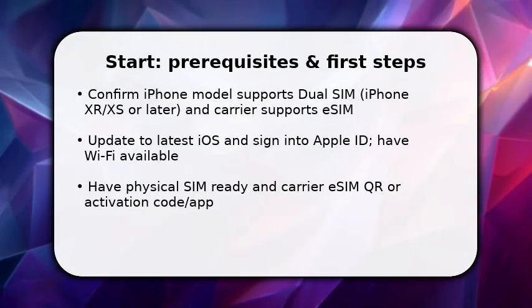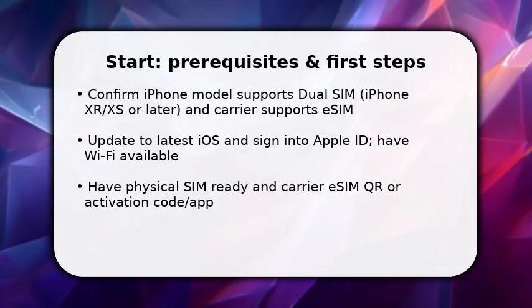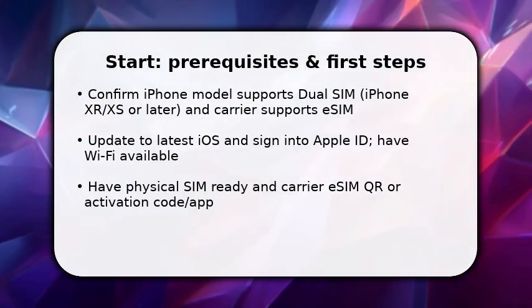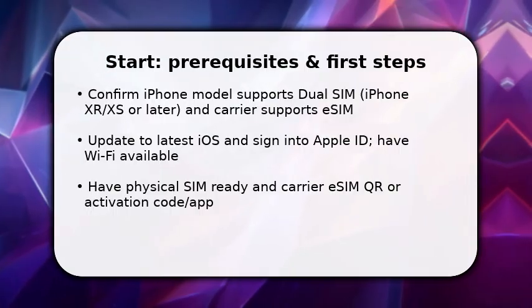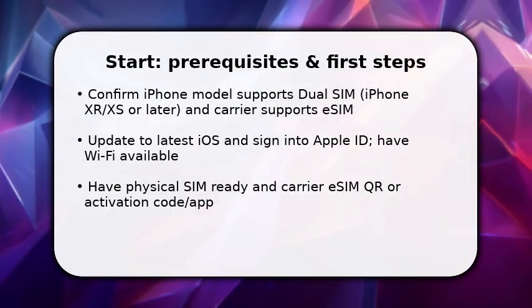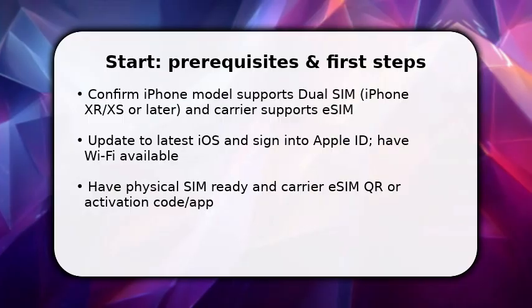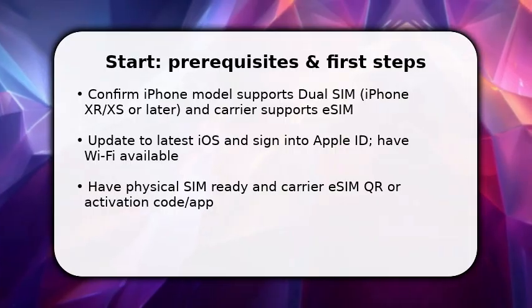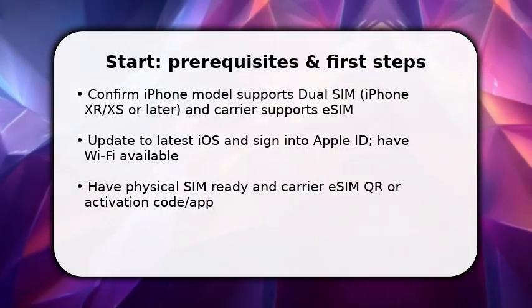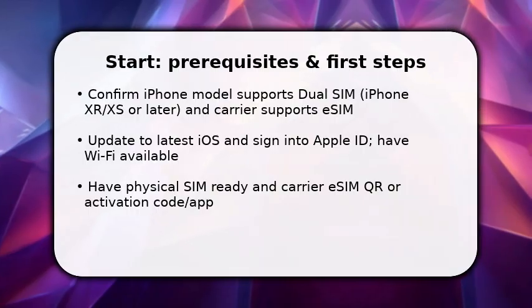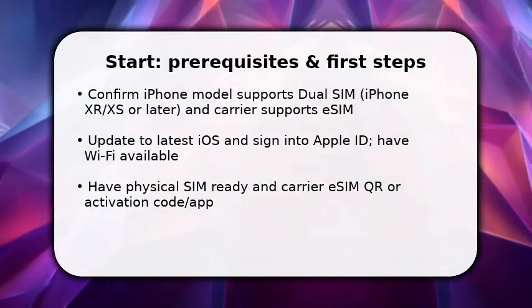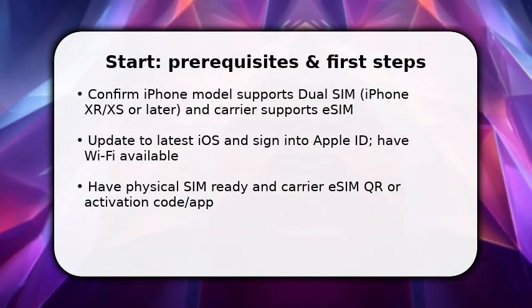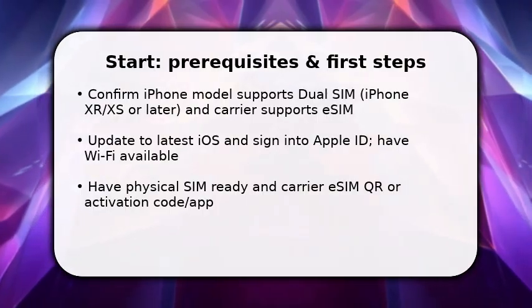You start by confirming compatibility and gathering what you need: a supported iPhone, carrier eSIM details, Wi-Fi, and your physical SIM. Once done, back up quickly and insert the physical SIM so the phone recognizes the first line. Make sure your carrier provided a QR code or activation code, or that you can use their app. This saves time in the next step. You're now ready to move into activation without delay.